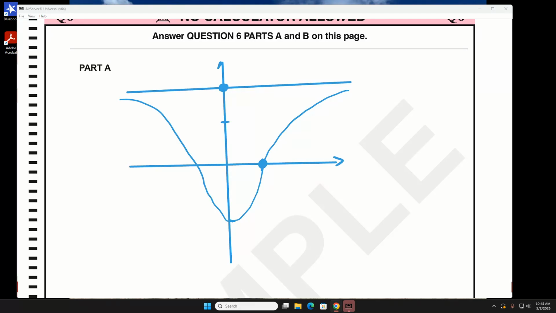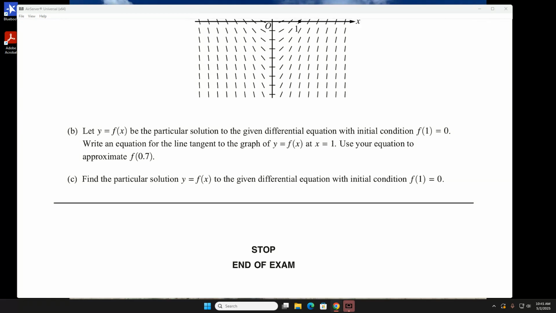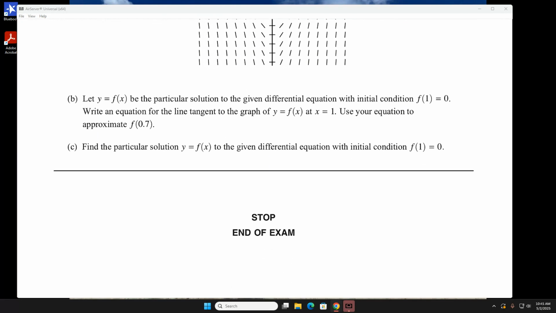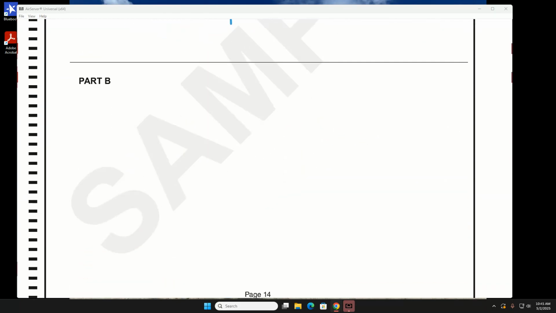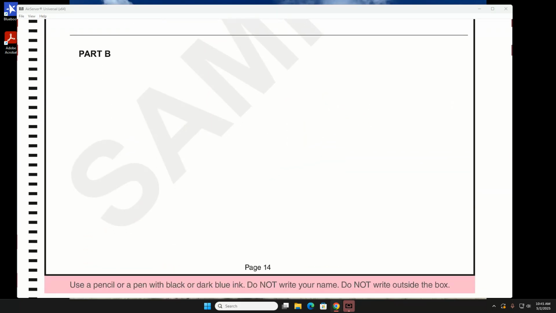That's okay. All right, and then part B. We're going to let y equals f of x be a particular solution to the given differential equation with initial condition that f of 1 is 0. Write an equation for the tangent line to the graph of y equals f of x at x equals 1, and use your equation to approximate f of 0.7. So what do we need for a tangent line? There's two things, the point and the slope.